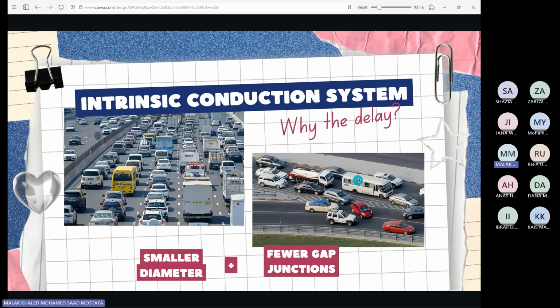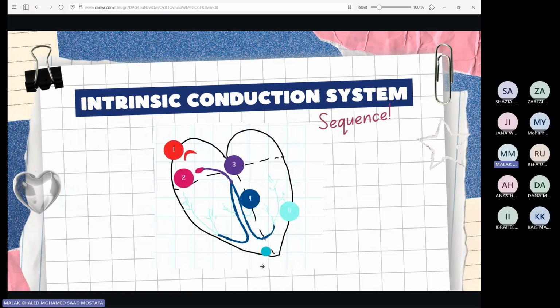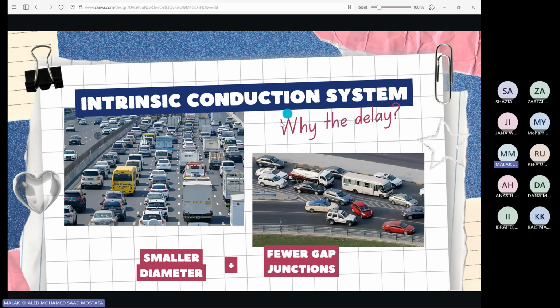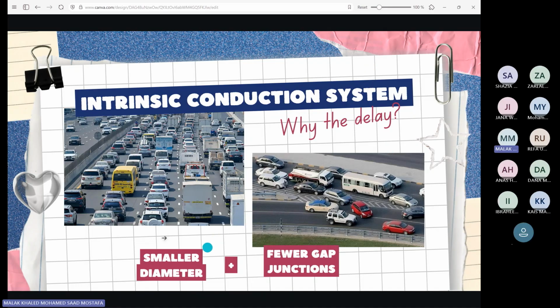Okay, now when you're going from your SA node to your AV node, there's a delay where the atria contract, and then there's a 0.2 second delay, and then your ventricles contract. Now, subhanAllah, this is happening because of something. We'll see it later. When you have traffic, you have cars on the road, you have 5 lanes merging into like 2. Okay, you'll start to see there's a lot of traffic. So this happens at the AV node as well. You have a smaller diameter of the fibers and you have fewer gap junctions. Now, the impulses are passing through from the SA node to the AV node with those gap junctions.